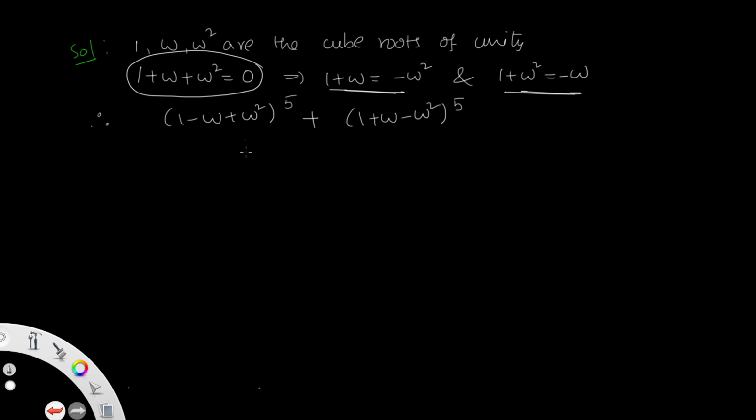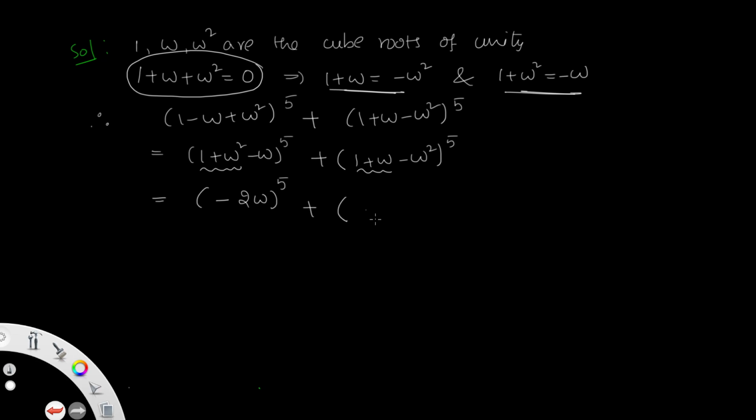So now rearrange. 1 minus ω is not there, that's why we have to rearrange. Rearrange the terms, that is (1 + ω² − ω)^5 plus (1 + ω − ω²)^5, same thing. Now substitute: 1 plus ω² is minus ω, so (−ω − ω)^5, that is (−2ω)^5. In the similar way 1 plus ω is nothing but minus ω², so (−ω² − ω²)^5, that is (−2ω²)^5.